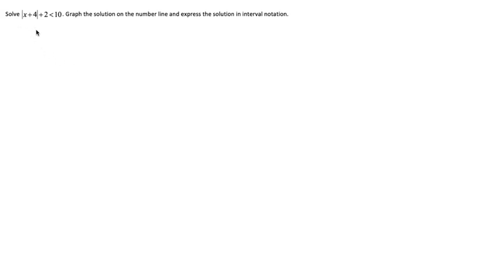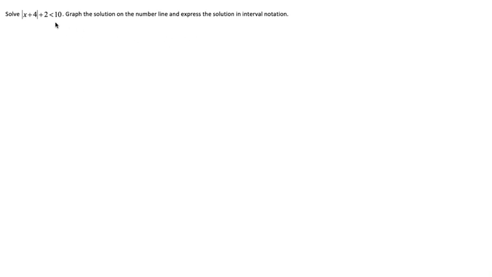Let's solve this absolute value inequality. We have the absolute value of x plus 4, plus 2, is less than 10. And we want to graph the solution on the number line and express the solution in interval notation.